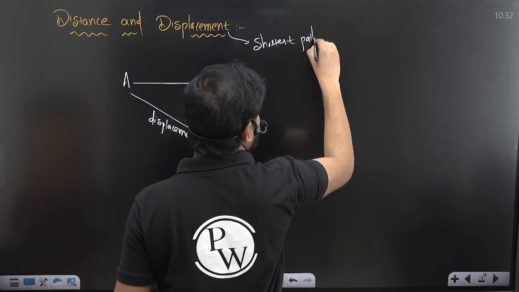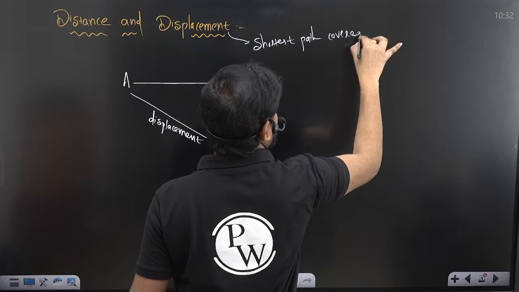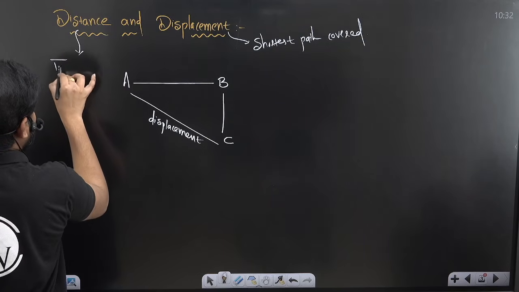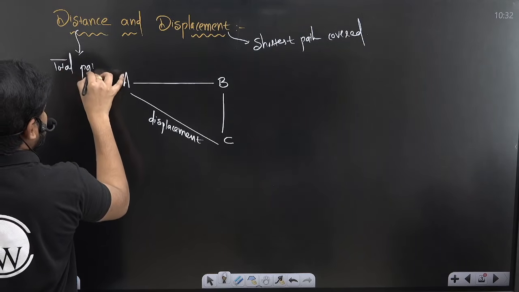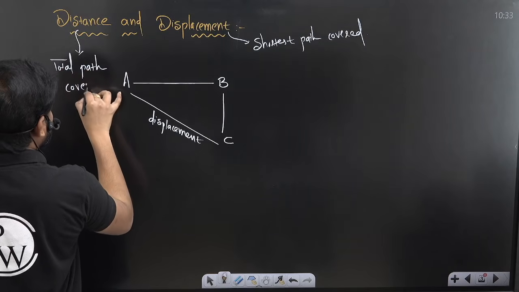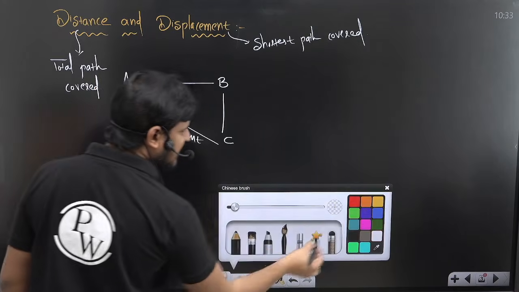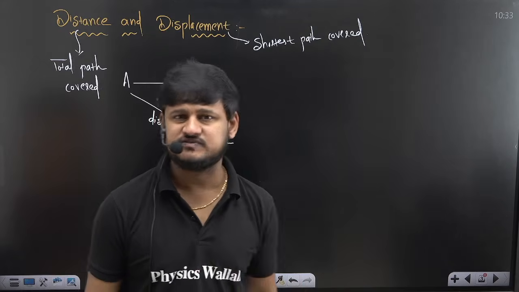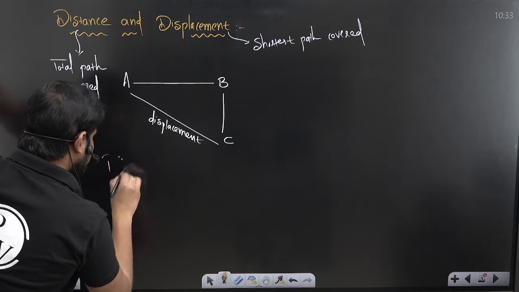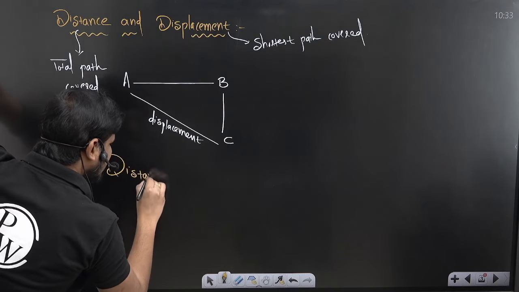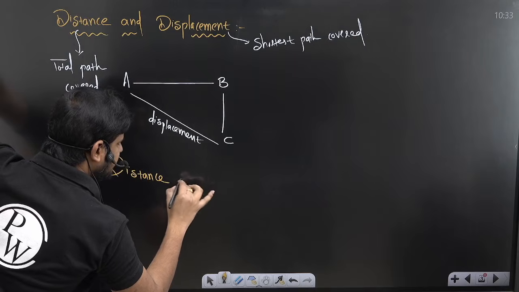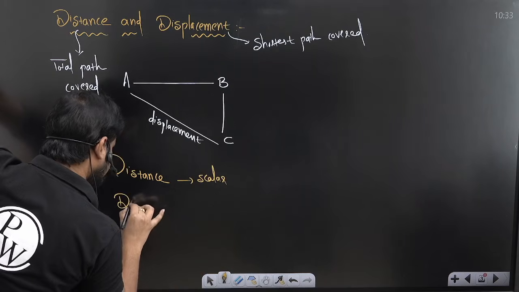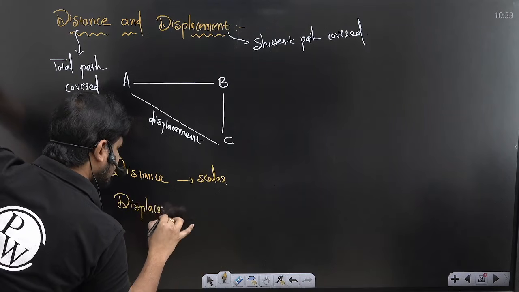This you already learned in grade 9th itself, right? Whereas distance is the total path covered by the body. The distance is a scalar quantity. You are aware of the physical quantities now, what is scalar and what is vector. So the distance is a scalar quantity and the displacement is a vector quantity.